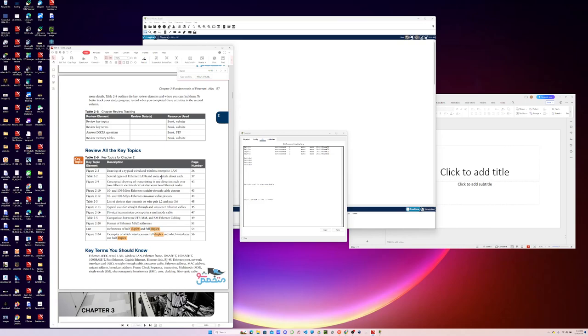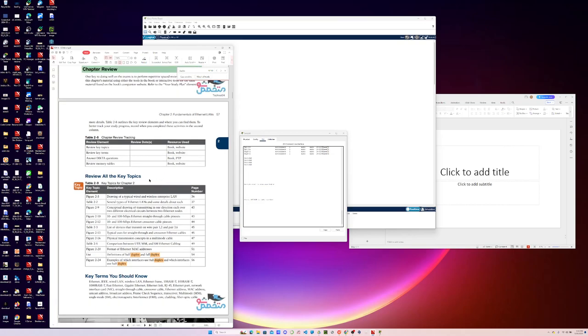So what happened in chapter 2? Drawing of a typical wired and wireless enterprise LAN, several types of Ethernet LANs, and some details about each. Conceptual drawing of transmitting in one direction, each over two different electrical circuits between two Ethernet nodes. 10 and 100 Mbps Ethernet straight-through cable pinouts, 10 and 100 Mbps Ethernet crossover cable pinouts. List of devices that transmit on wire pair 1, 2, and pair 3, 6. And also what we're looking for is the commands. What I like to practice are the commands in the chapters. I said I was going to do that. And so those commands are related to these key topics.